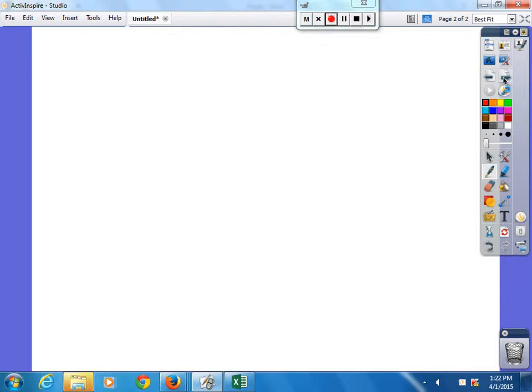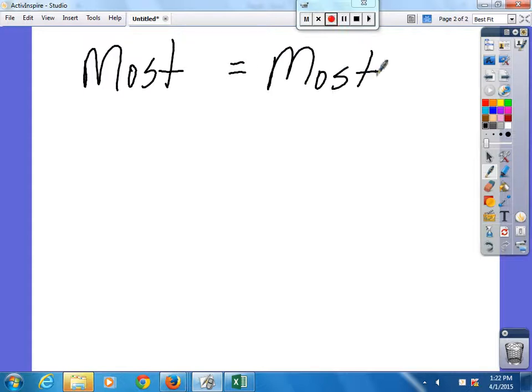Mode. Mode is real easy because it represents the one that shows up the most. It's supposed to be mode here. You wrote it again. Most equals most.